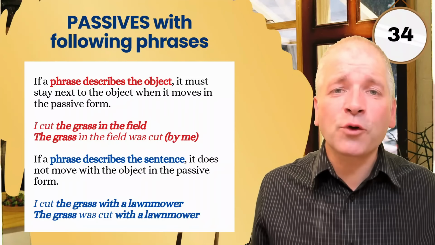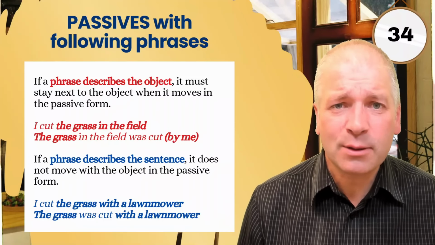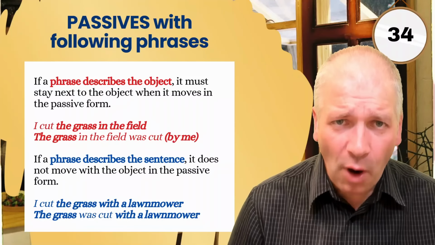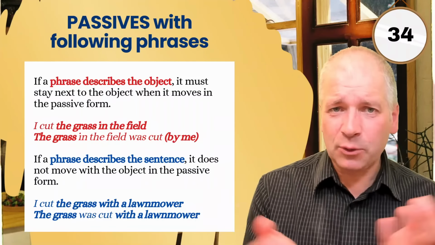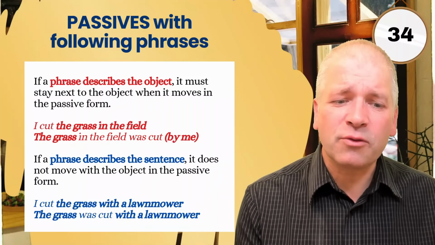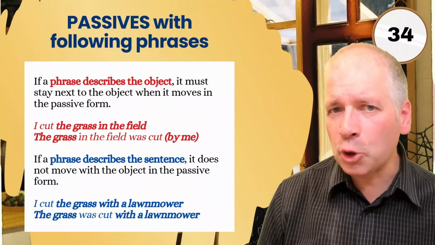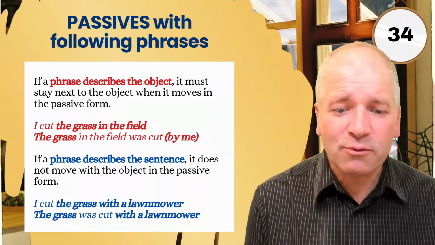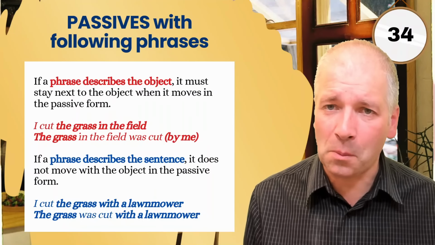Now, of course, we could look at this in two different ways. If we are describing or defining the grass, then we would say the grass in the field and keep it all together. But if in the field describes the cutting, then that would go into the blue part. And that is, if a phrase describes the sentence, it does not move with the object in the passive form.